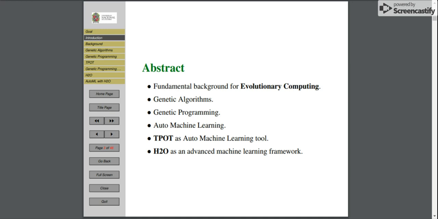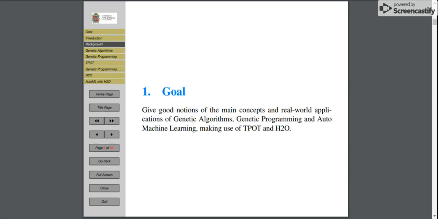Later, we will introduce a very powerful topic for machine learning. It is called auto-machine learning. The goal with this set of lectures is to give a good notion of the main concepts and real-world applications of genetic algorithms, genetic programming, and auto-machine learning, introducing and making use of computational tools such as TPOT and H2O.